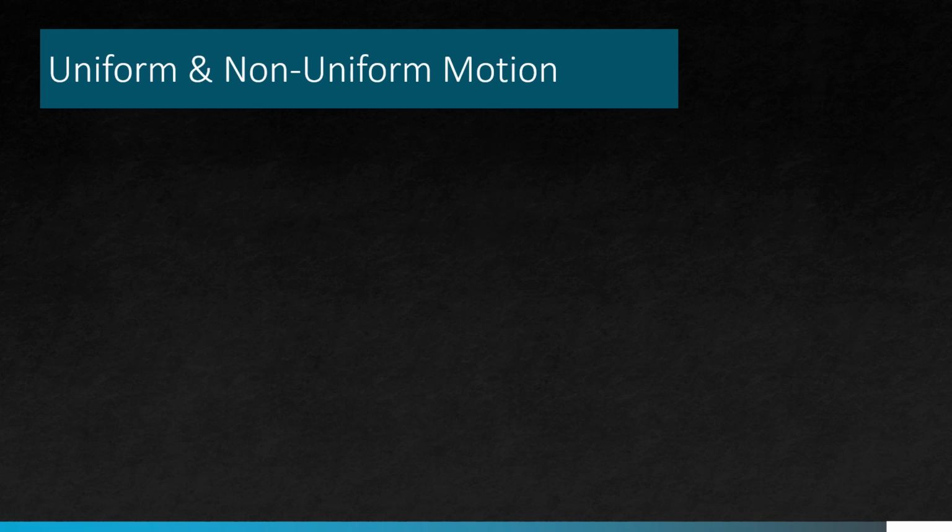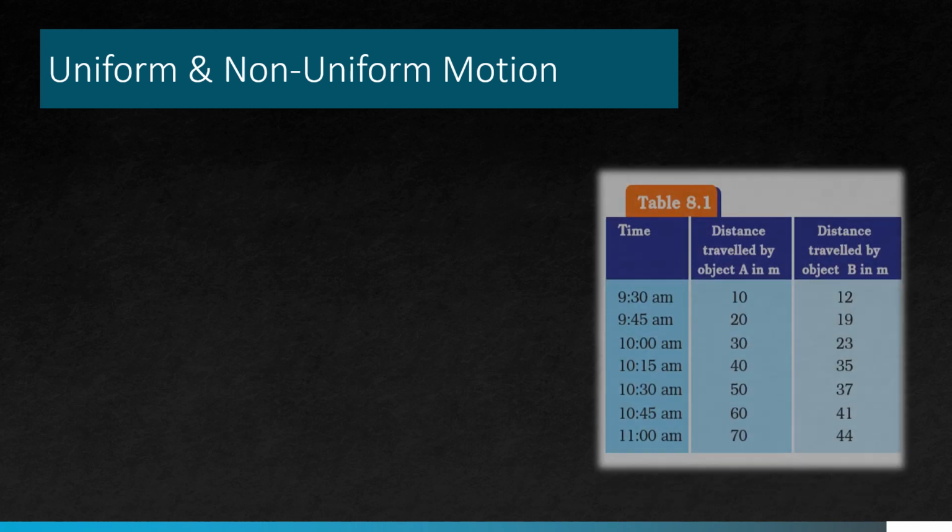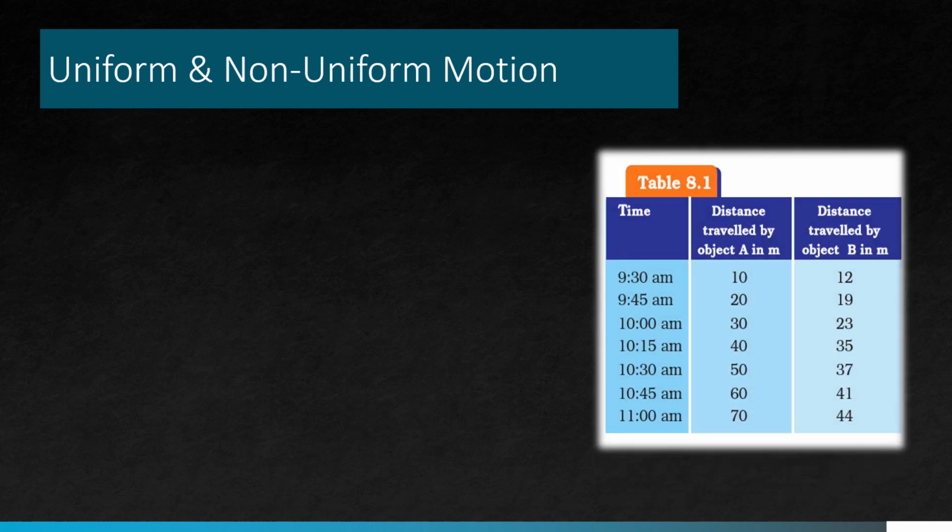Okay, so now we will study two different types of motion, uniform and non-uniform motion. To understand the difference between both, we will study the following data points. Okay, now there are 3 columns given here. The first one is of time. The second and third columns show you the distance traveled by 2 different objects within the given time interval.